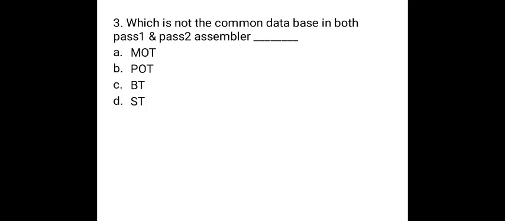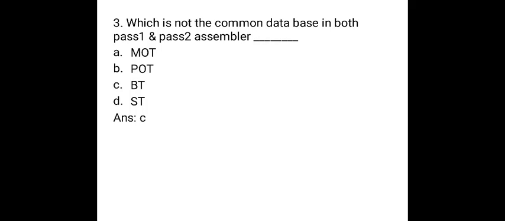So we'll go for the second question. Pass 1 assembler generates object code, whether it is true or false. Yes, pass 1 assembler is going to generate something which is called object code only. Next question is, which is not the common database in both pass 1 and pass 2 assembler? In the previous class you have learned that we are going to use the MOT, POT as well as ST, but in pass 1 we are not going to use what? The BT. Okay, so therefore the answer is C.